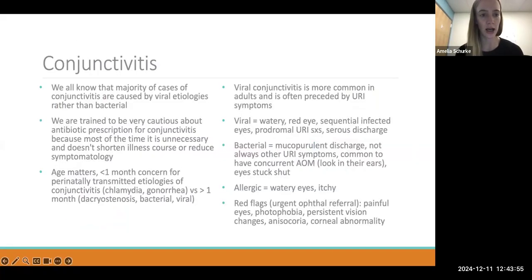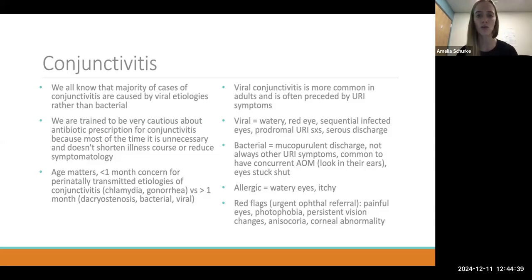Okay, last pediatric eye concern, conjunctivitis. This is a tough one, and I don't have any groundbreaking evidence or recommendations. But just to review, majority of cases of conjunctivitis are caused by viral etiologies rather than bacterial. We're trained to be very cautious about antibiotic prescription for conjunctivitis because the majority of the time it's caused by a virus, and the symptoms will be self-limiting, and antibiotic treatment isn't necessary and maybe carries the risk of breeding antibiotic resistance. I think a couple helpful key pearls in this is that age matters.